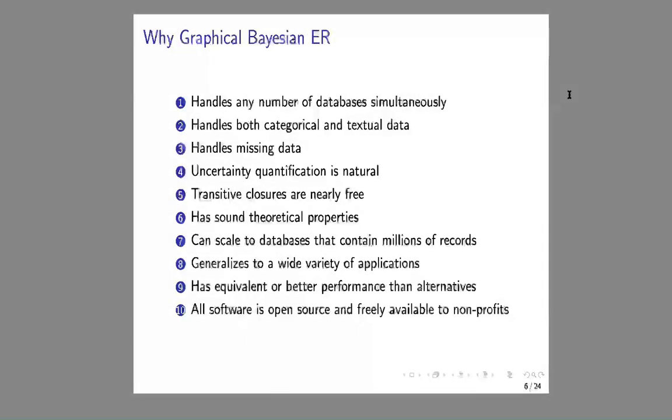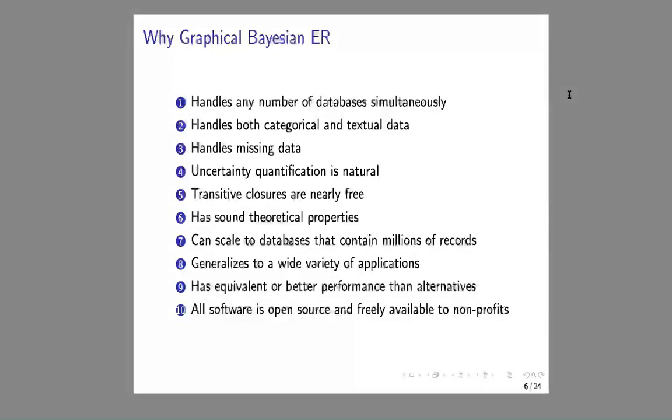Uncertainty quantification is natural here. We get transitive closures basically almost for free. It's one of the only approaches I know that has very sound theoretical properties, both the microclustering property and the theoretical bounds. It can scale now to databases that contain millions of records, and that's the work that I'm gonna show you here. It generalizes to a wide variety of applications, so I'm also going to illustrate that more here.